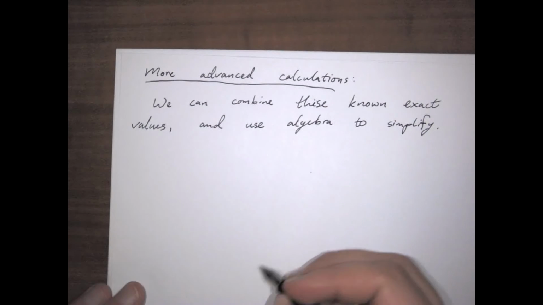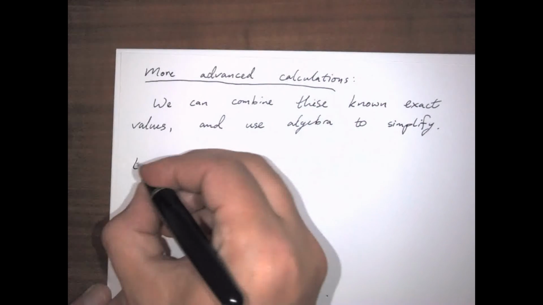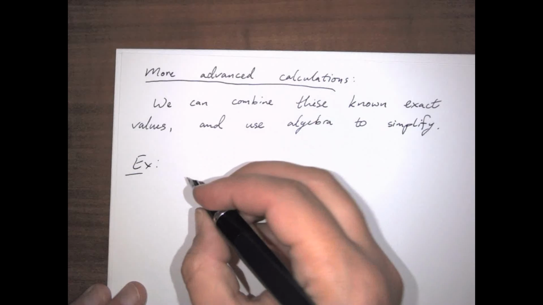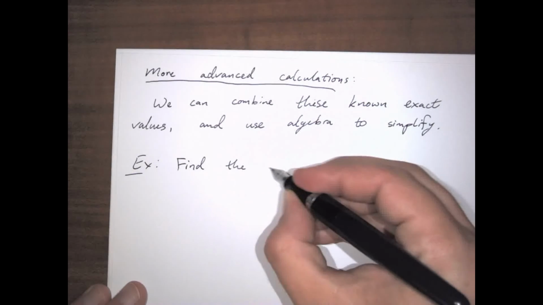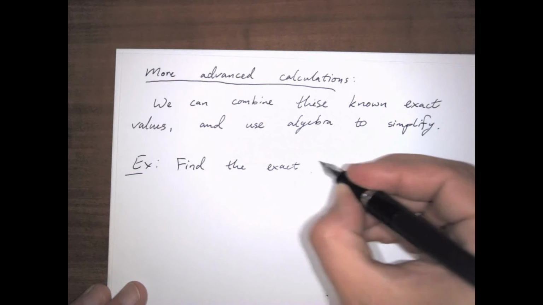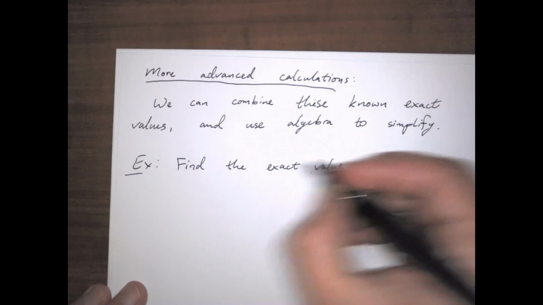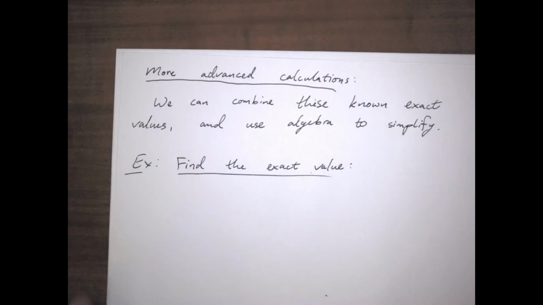So an example of a problem along this sort would be the following. Find the exact value. And by the way, the word exact here is code for don't use a calculator. Calculators give you decimal approximations of things, but they can't give you exact answers. They can only give you answers that have as many decimal places as the calculator is programmed to give you.